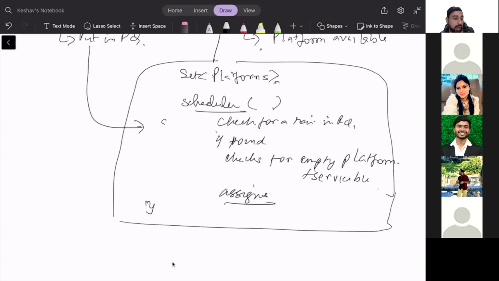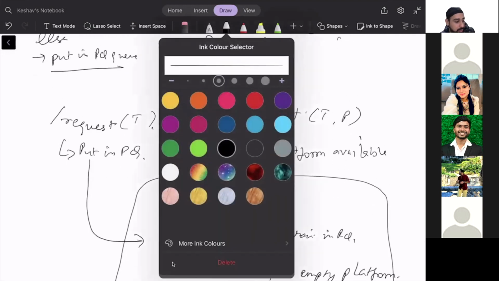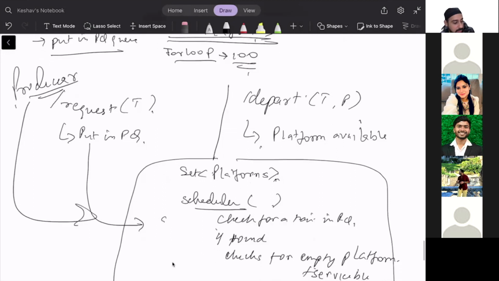So if I were to approach this problem, I would have generally kept it as a producer to the problem, and the consumer comes from here. So it's a different type of producer consumer problem, but it relates to that only.